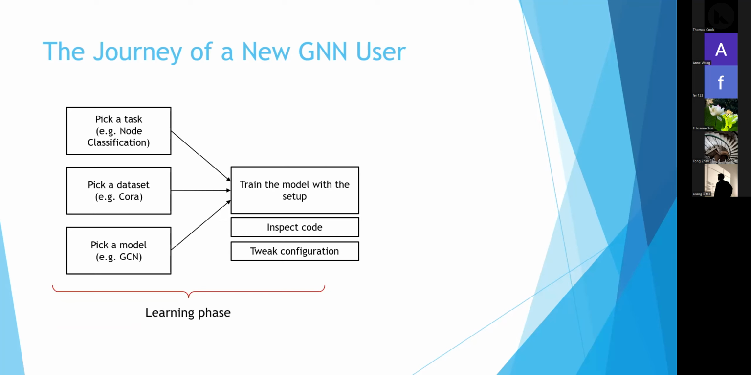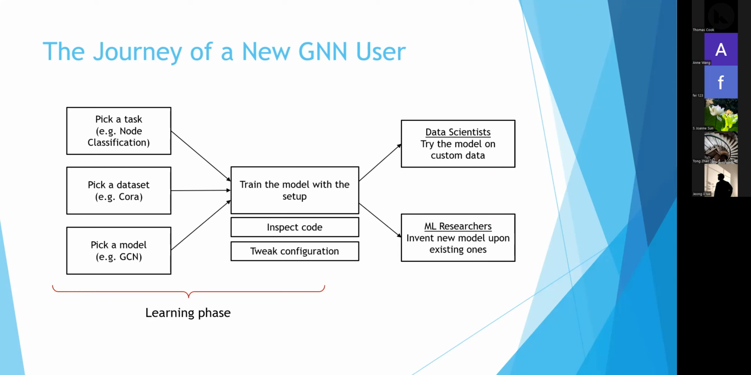And then, depending on what you are working on, we will try to put this into practice. So for data scientists, we'll try this model on custom data. For ML researchers, we'll invent new models upon existing ones. So we call this the practice phase. Now we have graduated from the learning phase. We try to solve some real world tasks.